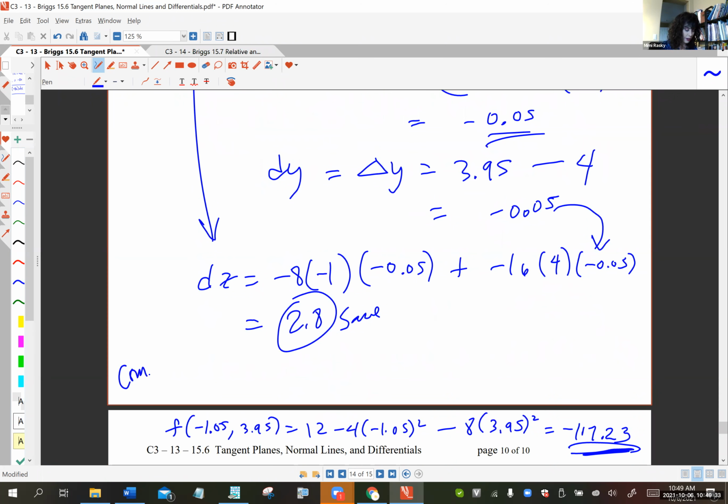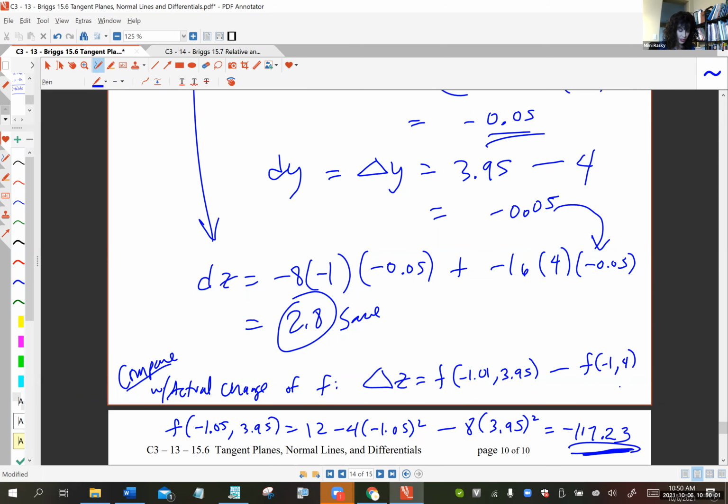Now we're going to compare that with the actual change of f, the actual change of altitudes. So what is the actual change? Usually they call it delta z, and it's the function evaluated at the ending point, which is negative 1.05, 3.95, minus the function evaluated at the starting point, which is negative 1, 4. Now remember, we already got these two values. We got the f of negative 1, 4. Remember that was negative 120?